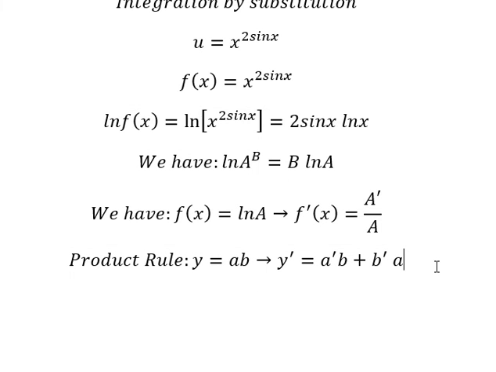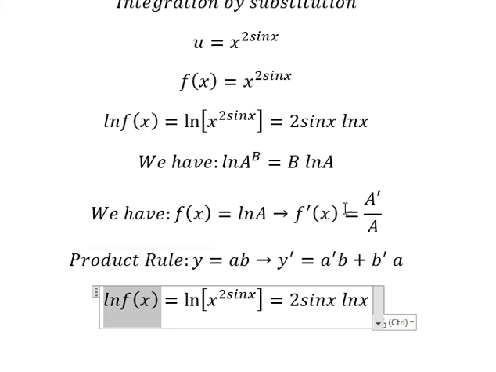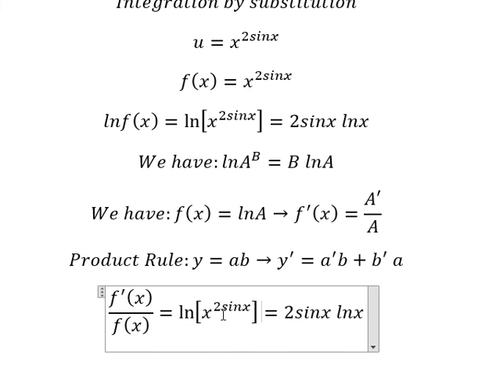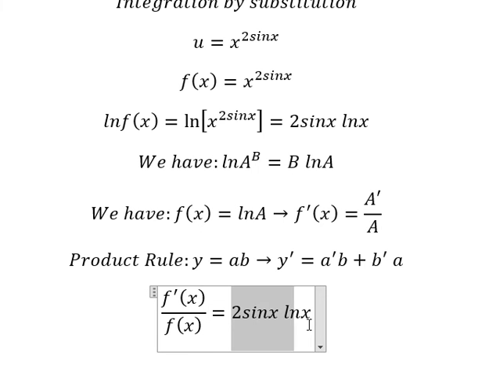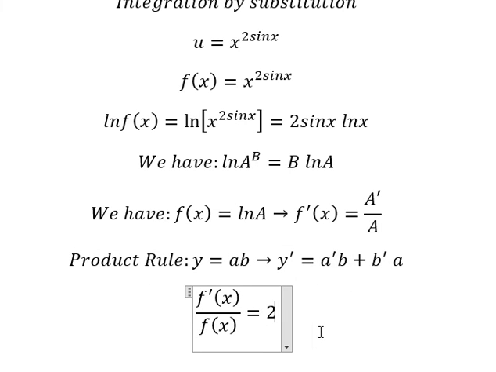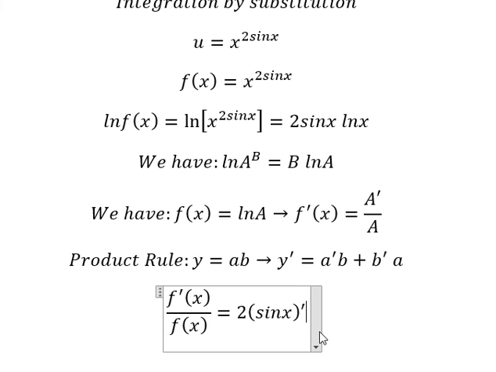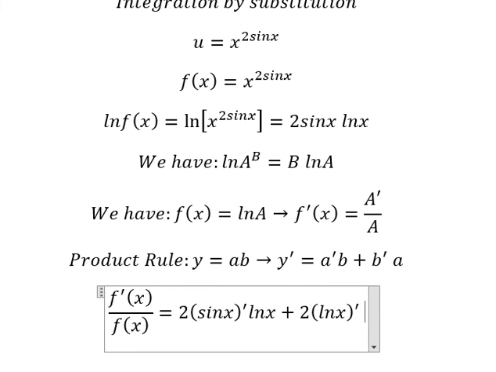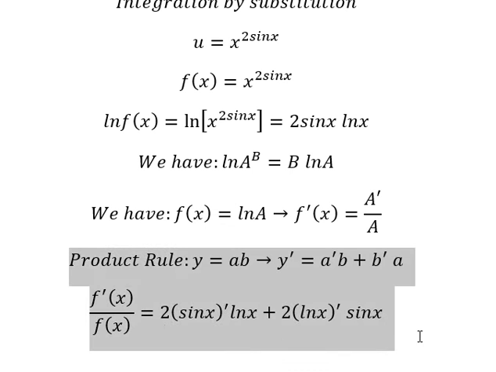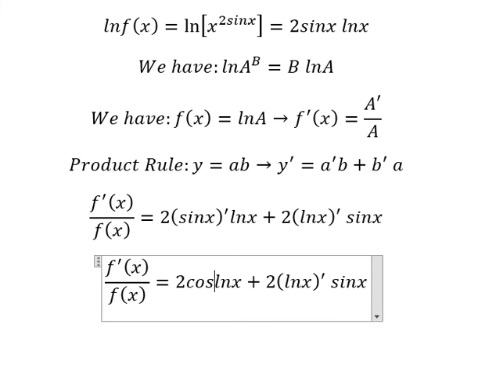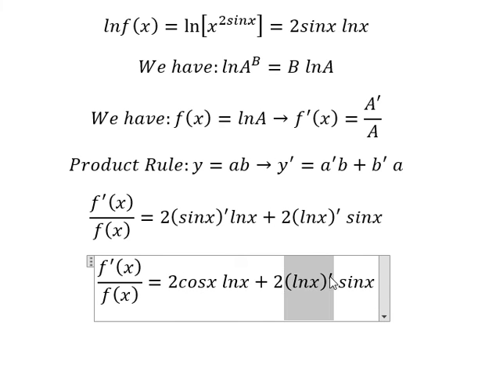So for this one in here, we apply this one. So this one in here, we applied this one. So this one we have cos x. This one we have 1 over x.